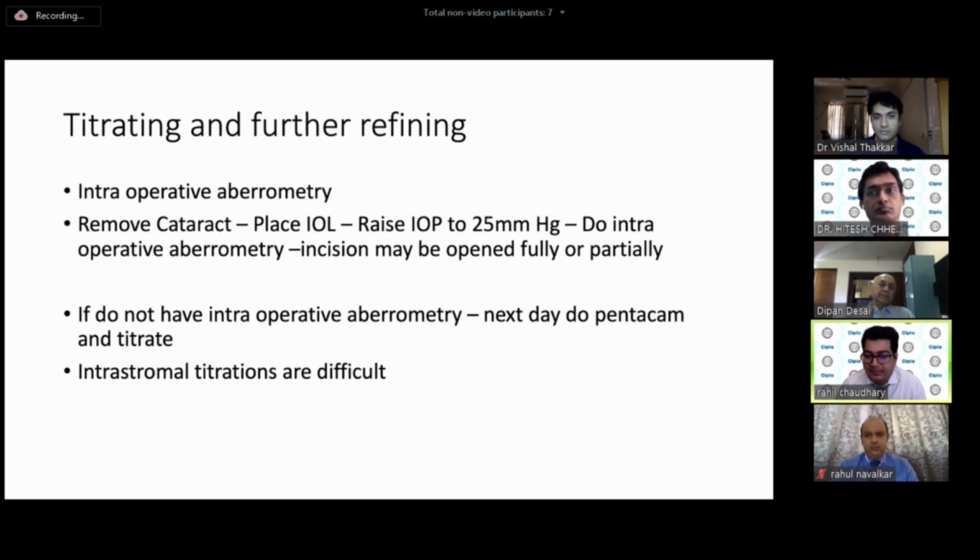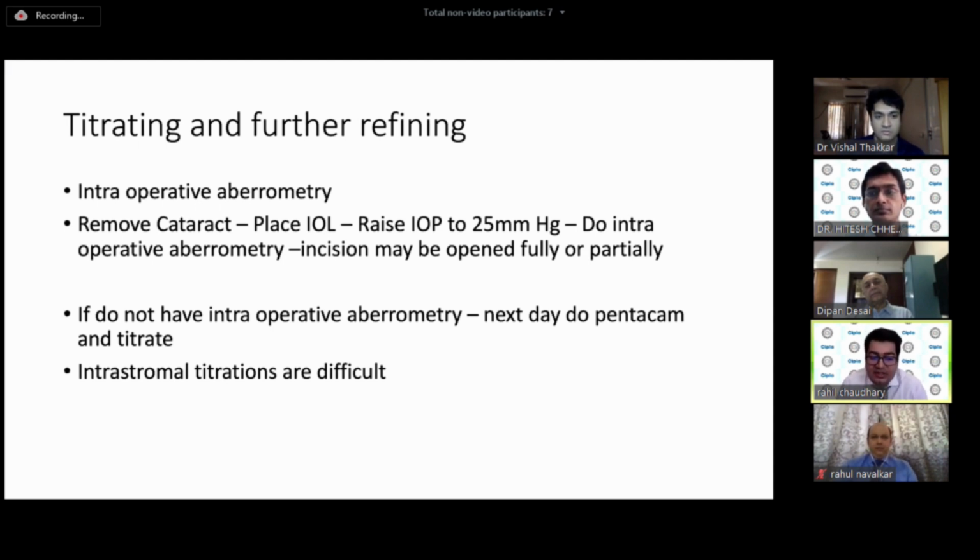Now, one very big advantage of femto LRI is that you can titrate the incision. So I've seen some ophthalmologists, some surgeons, what they do is that they put in an LRI, but they don't open it. They remove the cataract, they raise the IOP to 25 millimeters of mercury, and then they do an intraoperative aberrometry. And on the basis of that intraoperative aberrometry, they decide if the incision has to be opened fully or partially. So intraoperatively, you can assess how much astigmatism the patient is left with, and accordingly, you can titrate your LRI, which was never possible in manual LRIs.